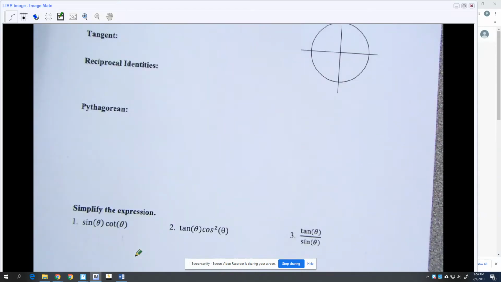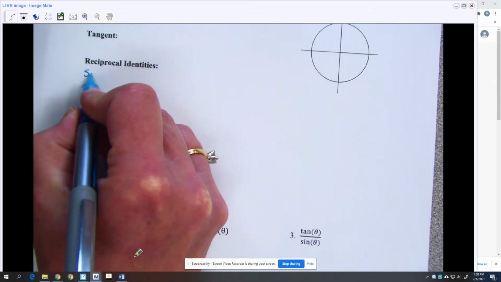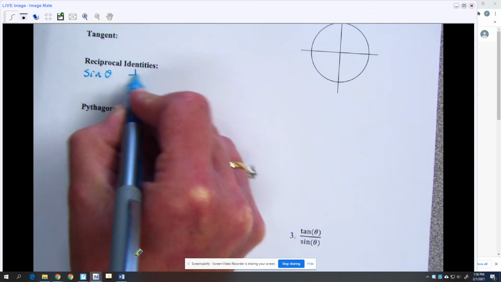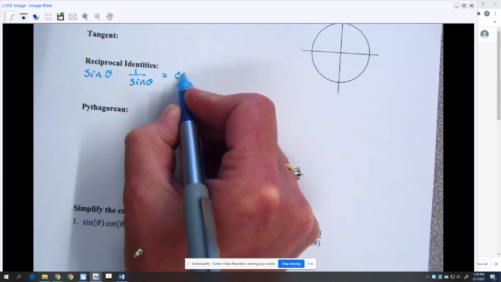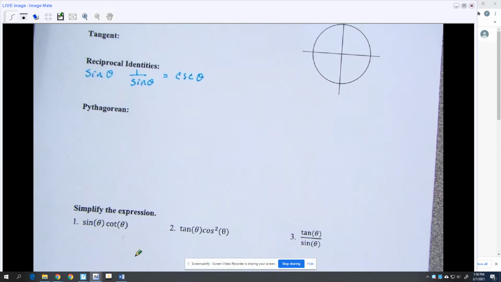So we have this thing called a reciprocal, which basically takes a trig function and turns it over. If I had sine, its reciprocal is 1 over sine, and we've defined that to be this word, cosecant of theta. So when we see cosecant, we can write it as 1 over sine.